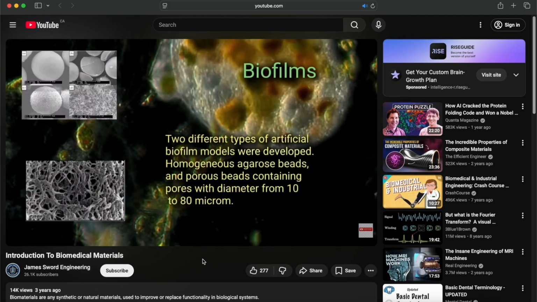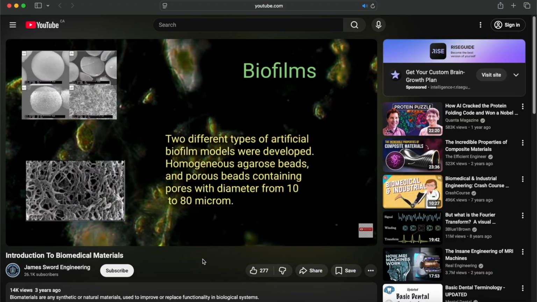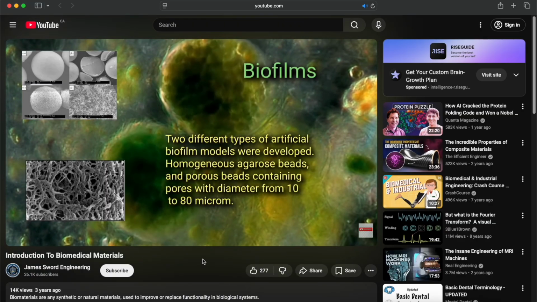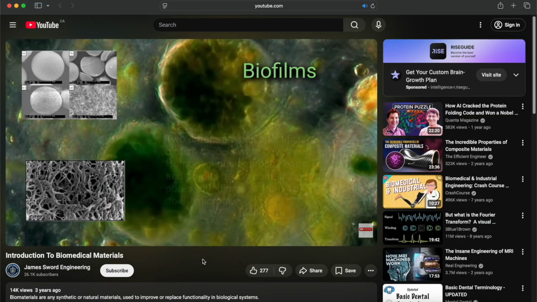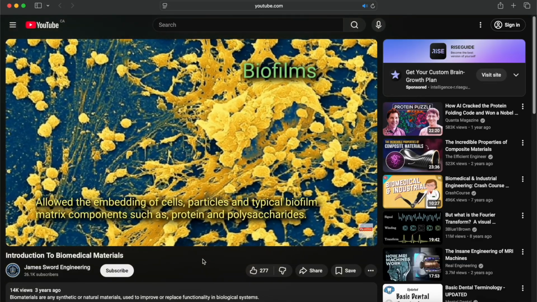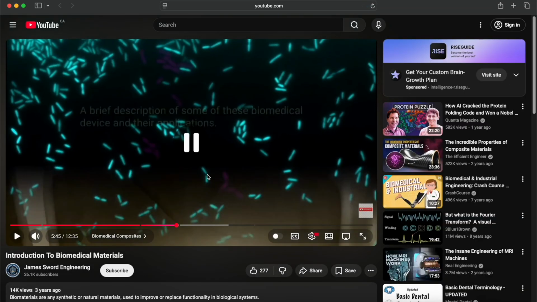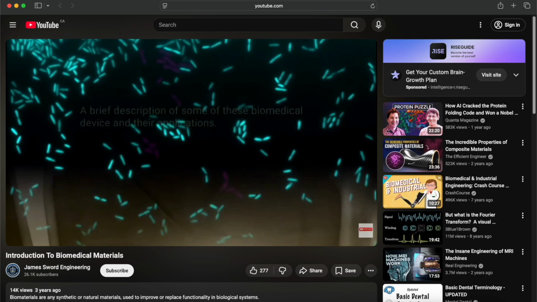Biofilms. Two different types of artificial biofilm models were developed: homogeneous agarose beads and porous beads containing pores with diameter from 10 to 80 micron, allowed the embedding of cells, particles, and typical biofilm matrix components, such as proteins and polysaccharides.